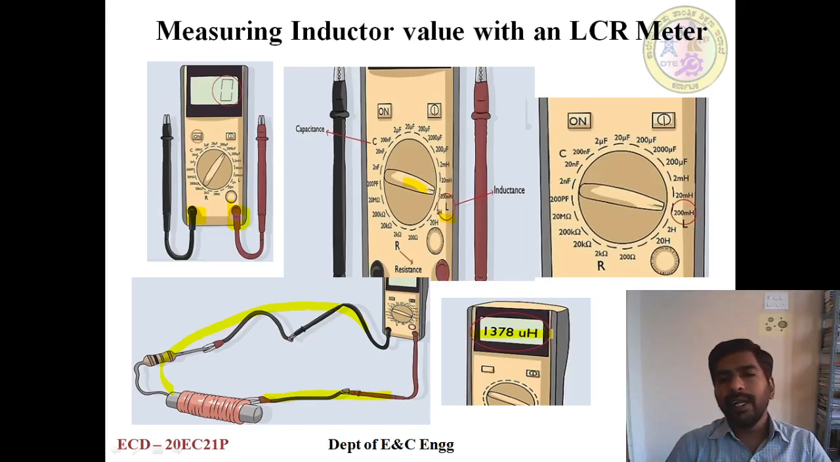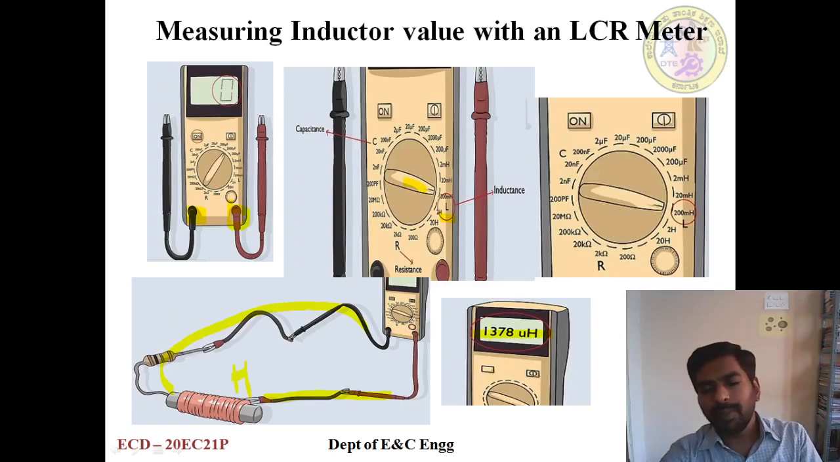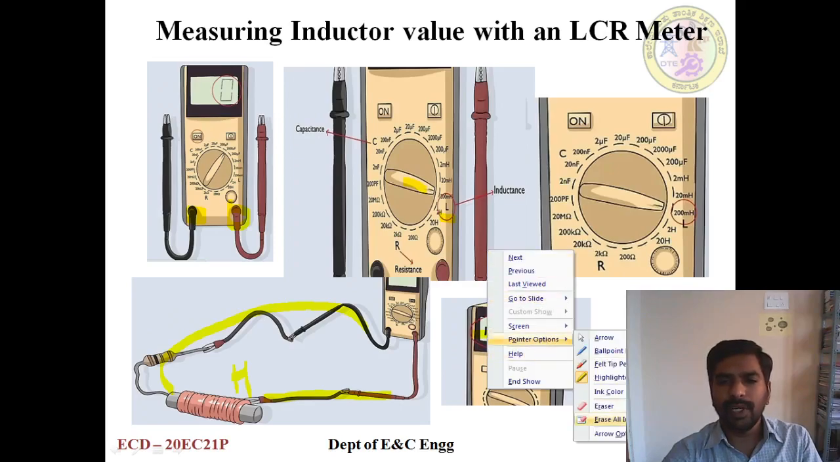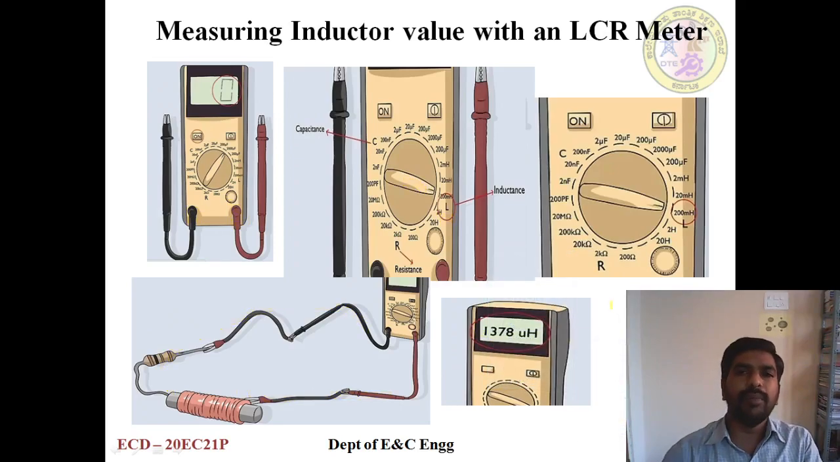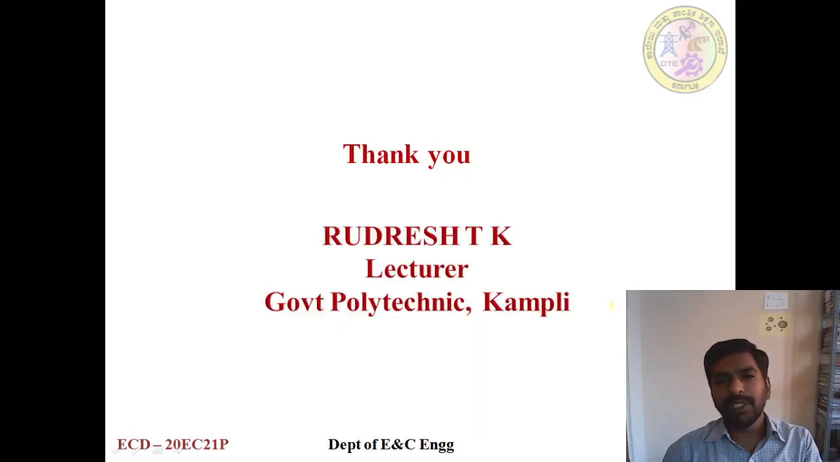See how you can identify the appropriate range. If you select a lower range but your inductor has a higher value, it will display OL or some dot 1. Like this, it will display, meaning an infinite value. At that point we have to increase the range. If you keep on increasing the range, at one point we will get a proper value, which gives the actual inductor value. So this way we can measure the inductor value. At the same time we can measure the capacitance value also. The procedure is the same, but we need to select the capacitor dial knob. Like this we have to use it. Thank you.